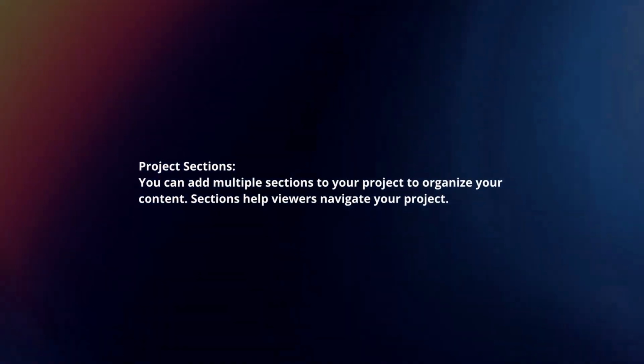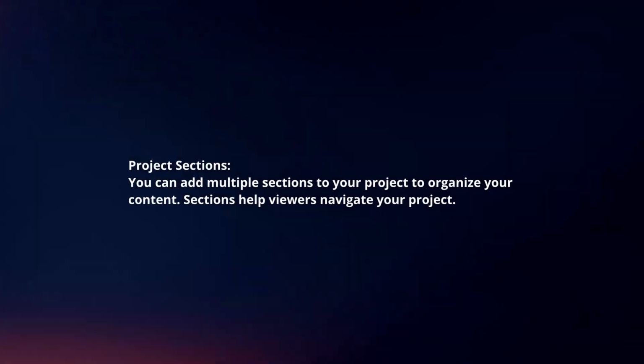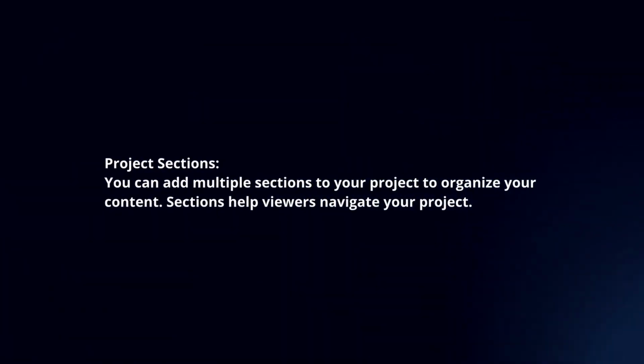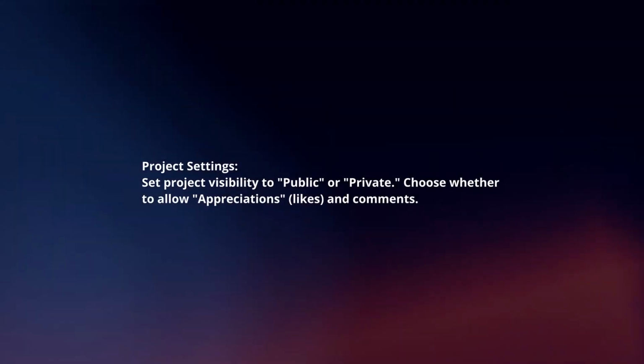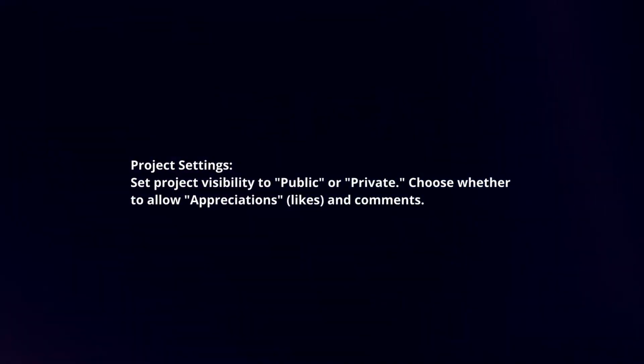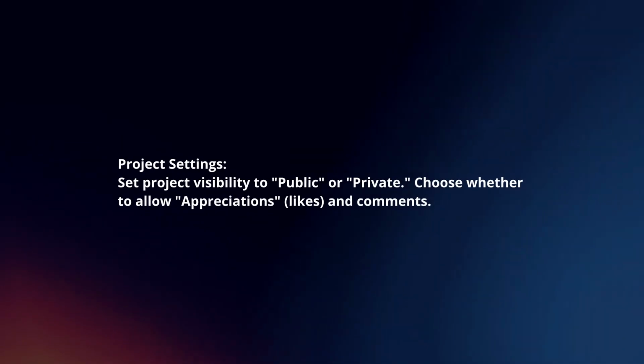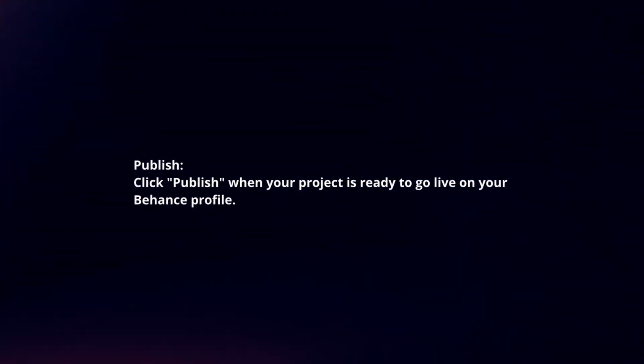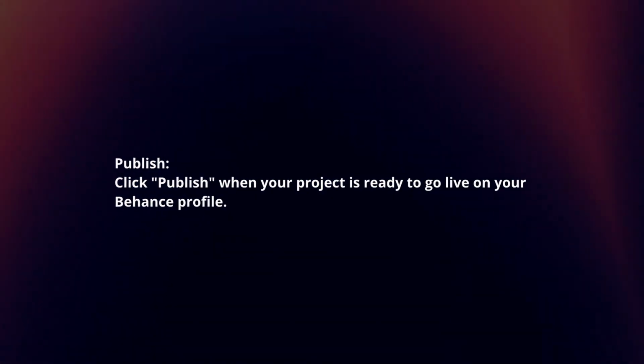Project sections. You can add multiple sections to your project to organize your content. Sections can help viewers navigate your project. Project settings. Set project visibility to public or private. Choose whether to allow appreciations and comments. Publish. Click publish when your project is ready to go live on your Behance profile.